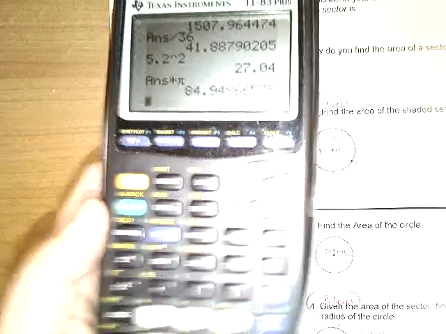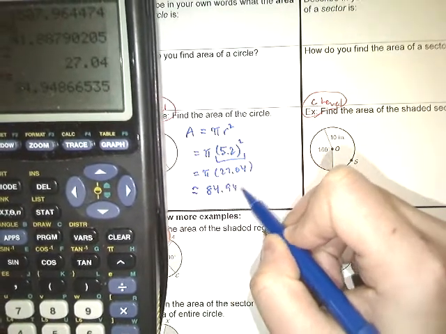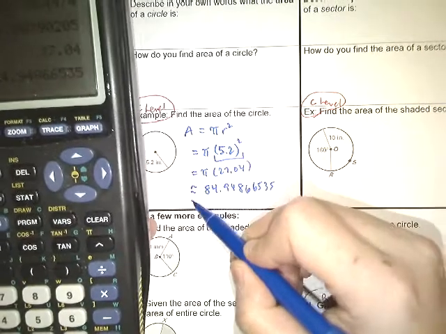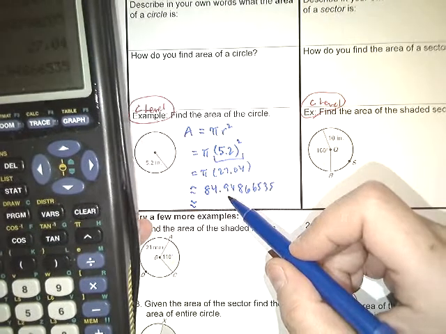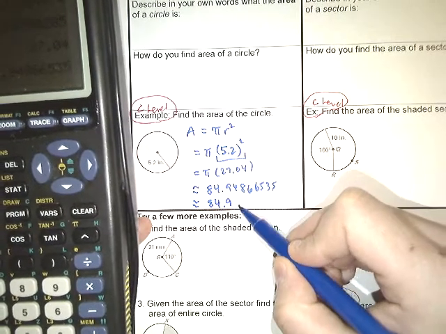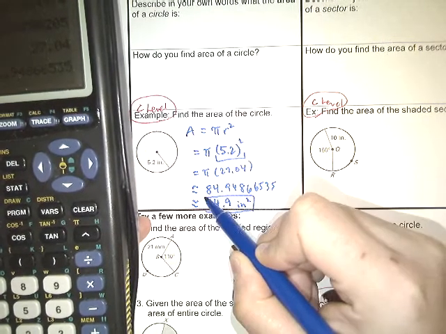Okay, and I'm going to go ahead and round that off. So I get approximately 84.948... Oh, okay, let's round it off to the nearest tenth, which would be 84.9 inches squared. We write it inches squared, we say it's square inches.